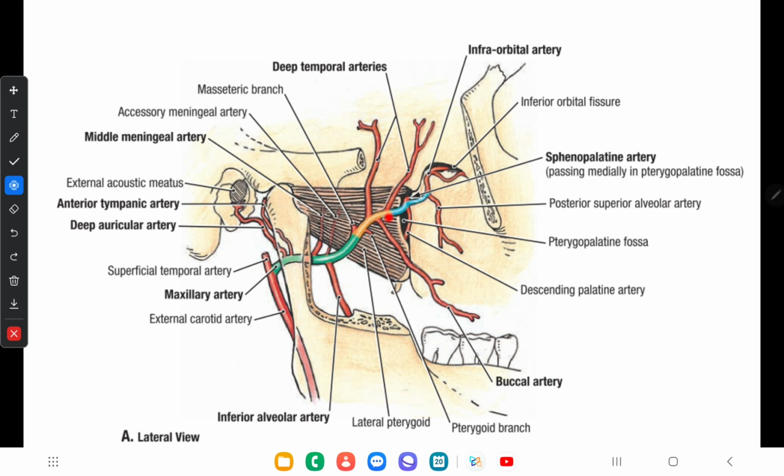From the second part, the branches are distributed to the muscles of mastication. So a branch to the masseteric muscle and another branch to the pterygoid muscles, the pterygoid branch here, and another two branches to the deep temporalis muscle. Those are the deep temporal arteries, and here another branch called the buccal artery.